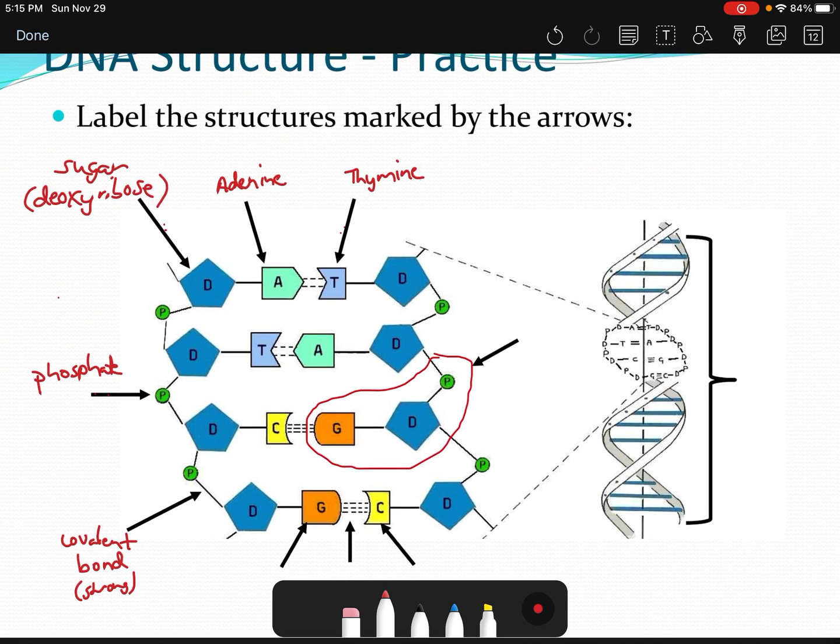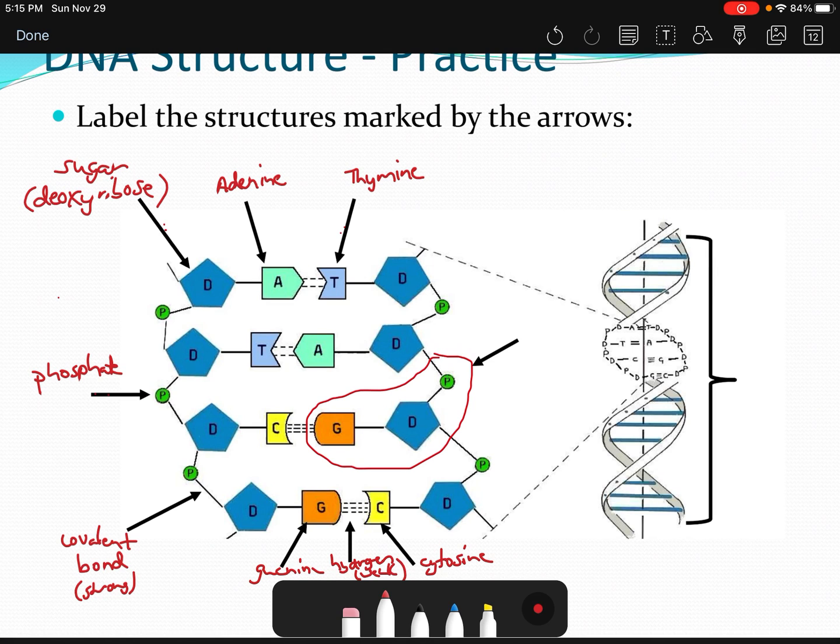And then we have G stands for guanine. C stands for cytosine. Remember, those are two nitrogen bases again. And you remember what kind of bond holds those two together? Hydrogen. So all of your bases are held together by hydrogen bonds, which are weak. That's going to be important later on.